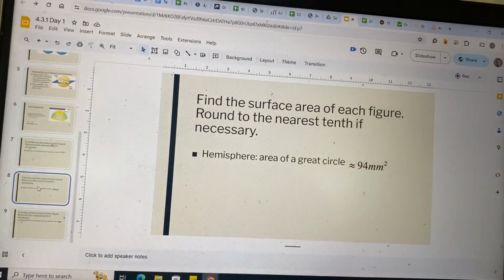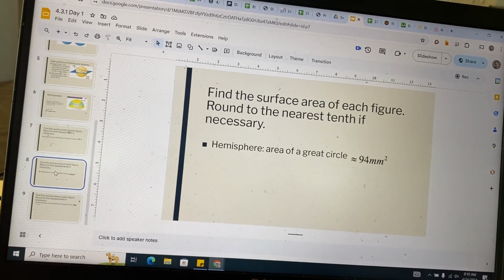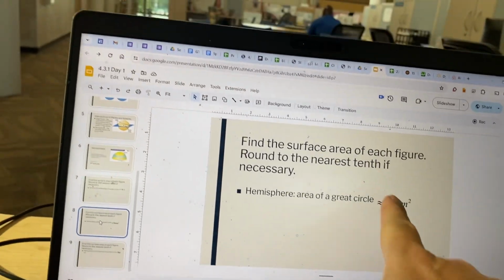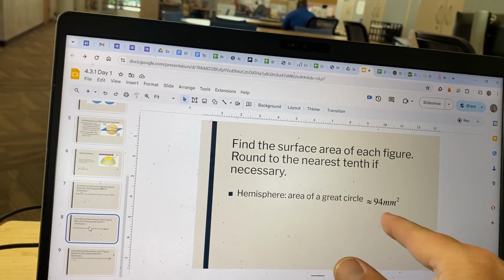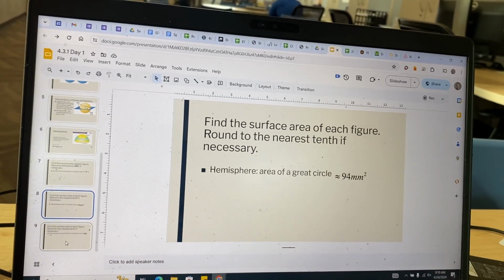If it's a hemisphere and the area of the great circle is 94 square millimeters, that is pi r squared. So we just need to multiply this by 3. We don't need to do anything crazy.